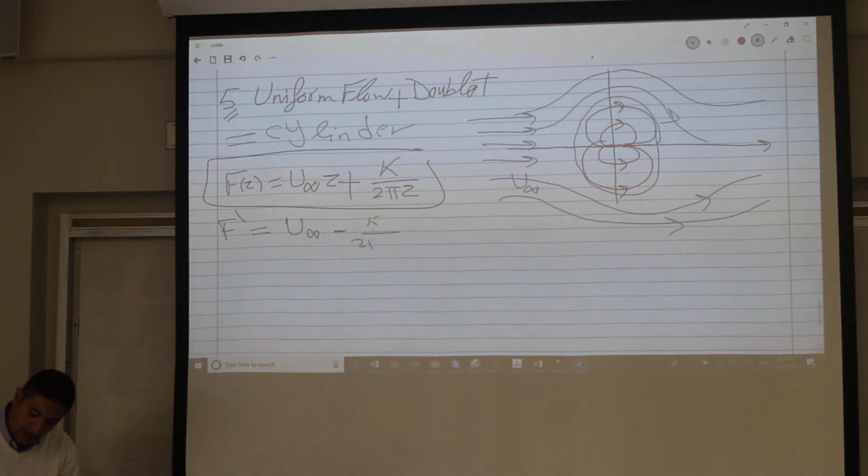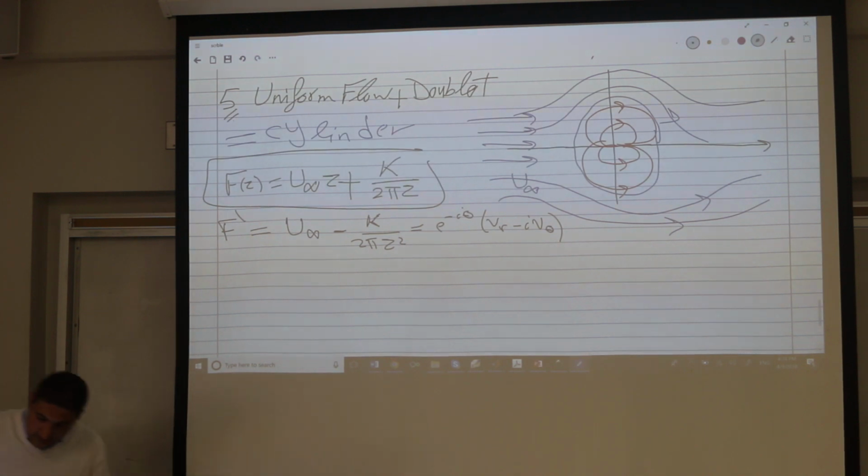Minus k over 2 pi z squared, right? Just differentiating with respect to z. This is u minus iv, if you want the u and v, or if you want the Vr and V theta, this is e to the negative I theta times (Vr minus iV theta). Okay?